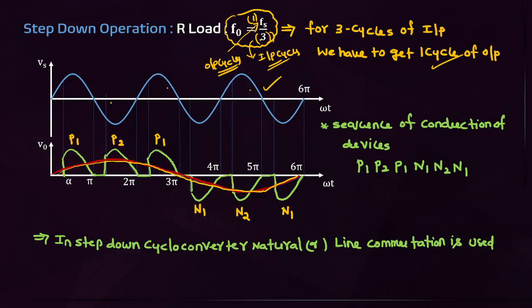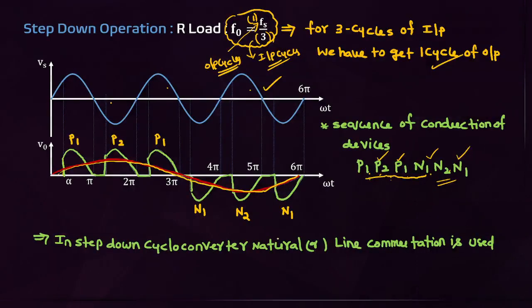If the denominator is an odd number, the sequence of conduction is P1, P2, P1, P2, P1, P2, P1, N1, N2, N1. Like this, the devices will conduct. If it is an odd number, the devices conduct like this. P1 is conducted how many times? 2 times. P2 only 1 time. N1 how many times is it conducted? 2 times. But N2 only 1 time.